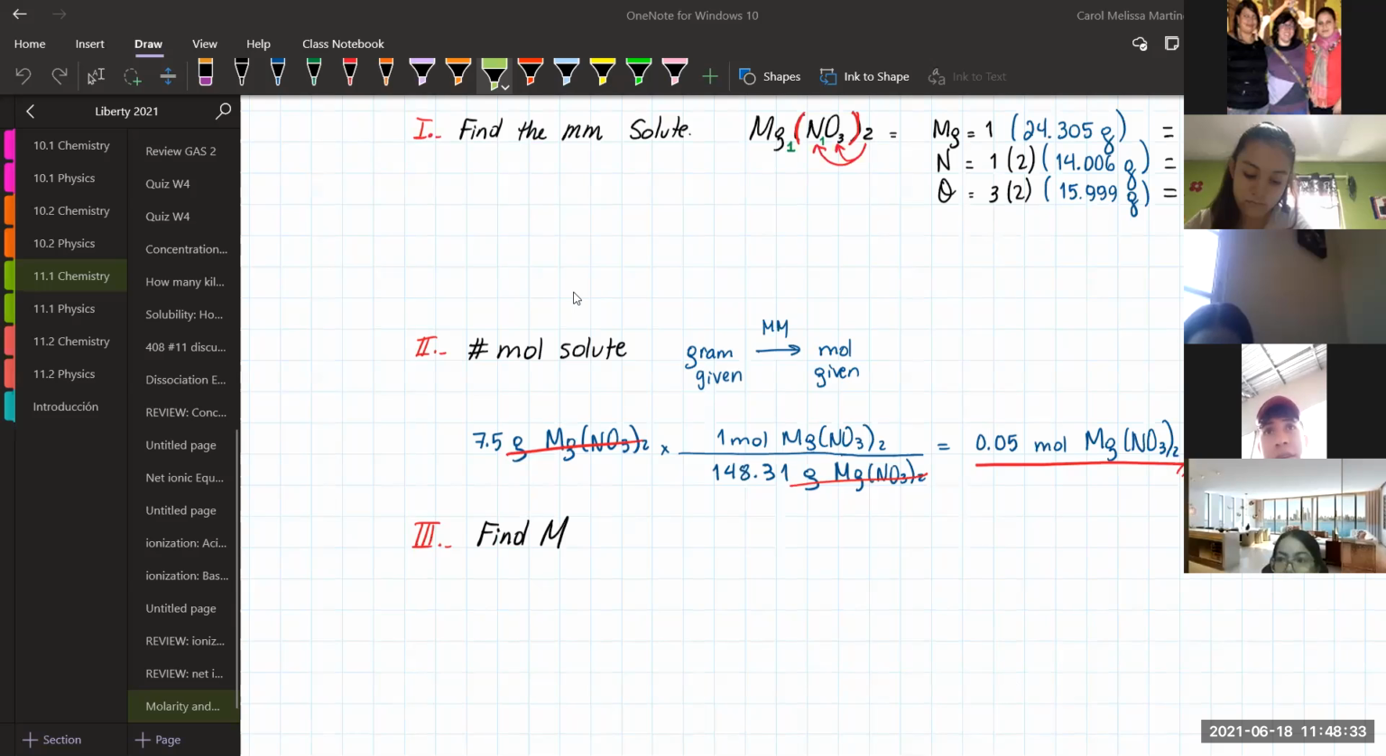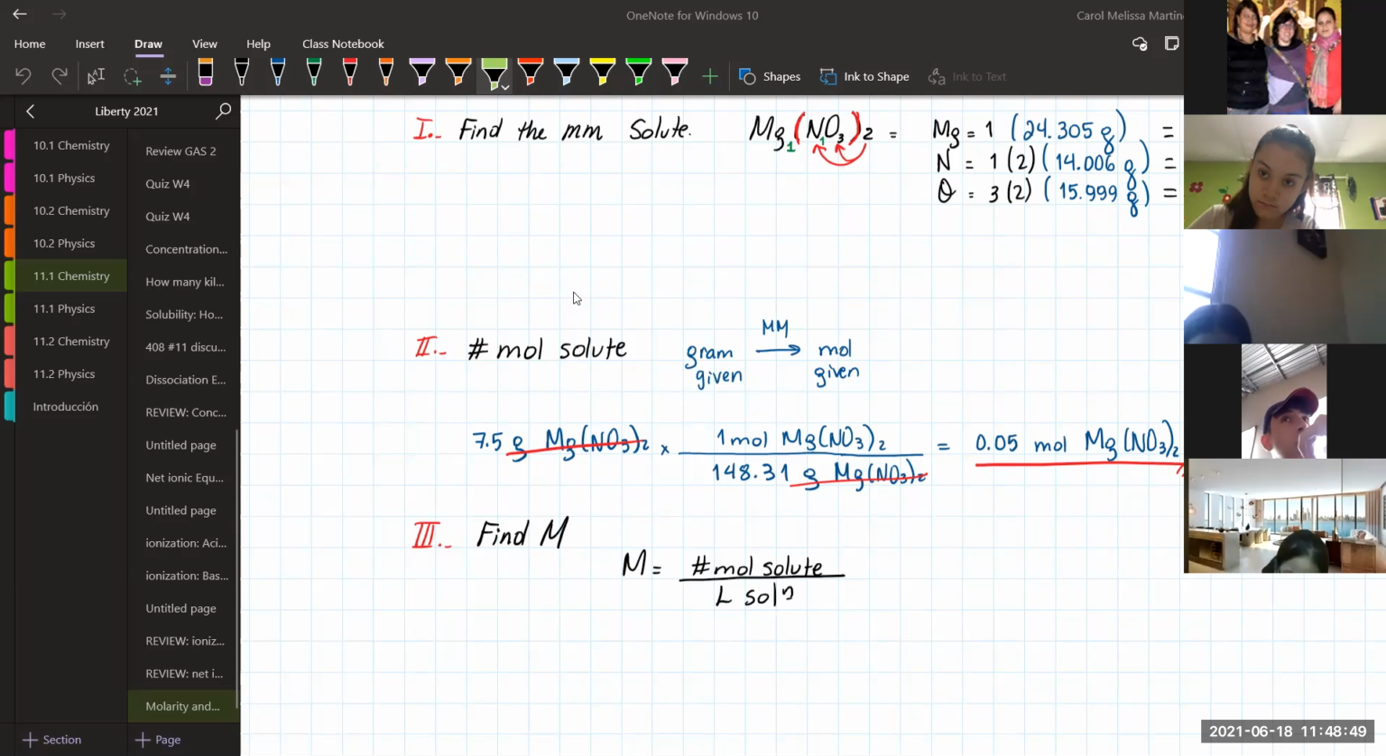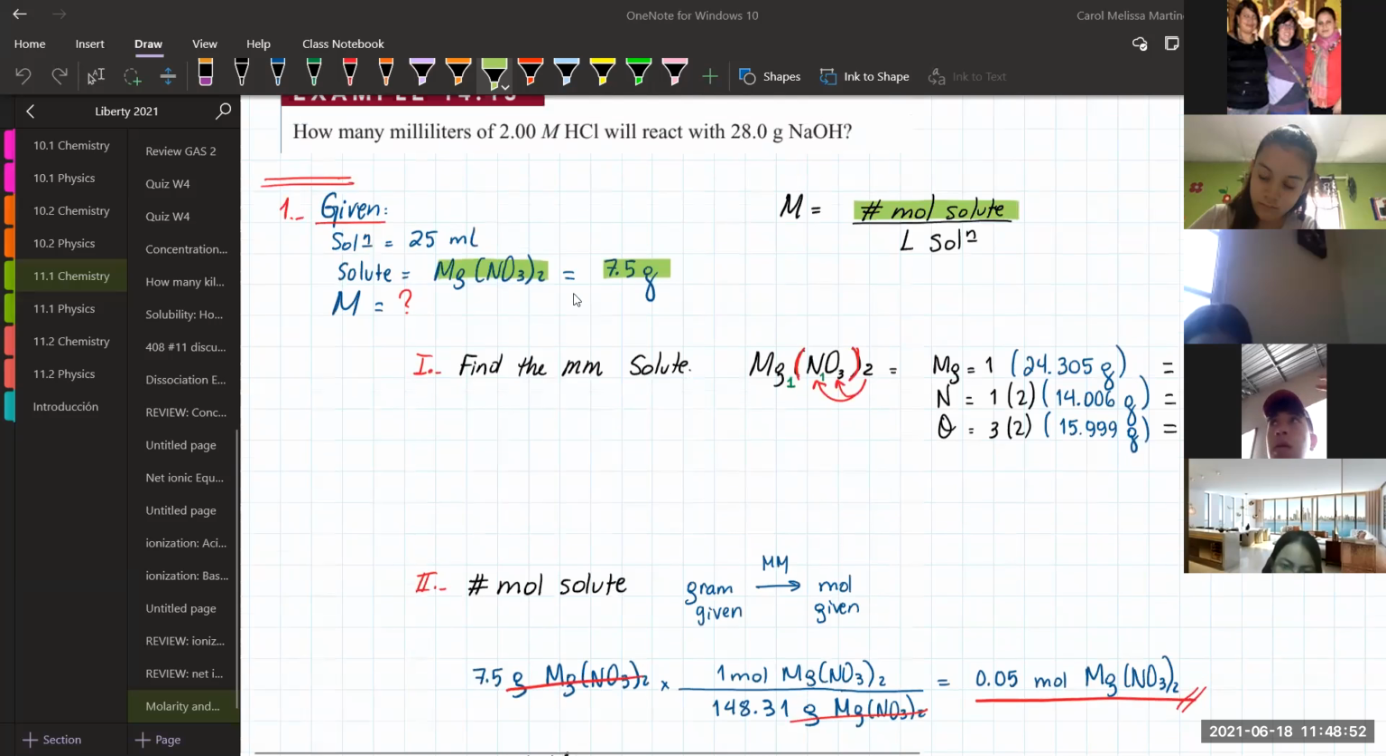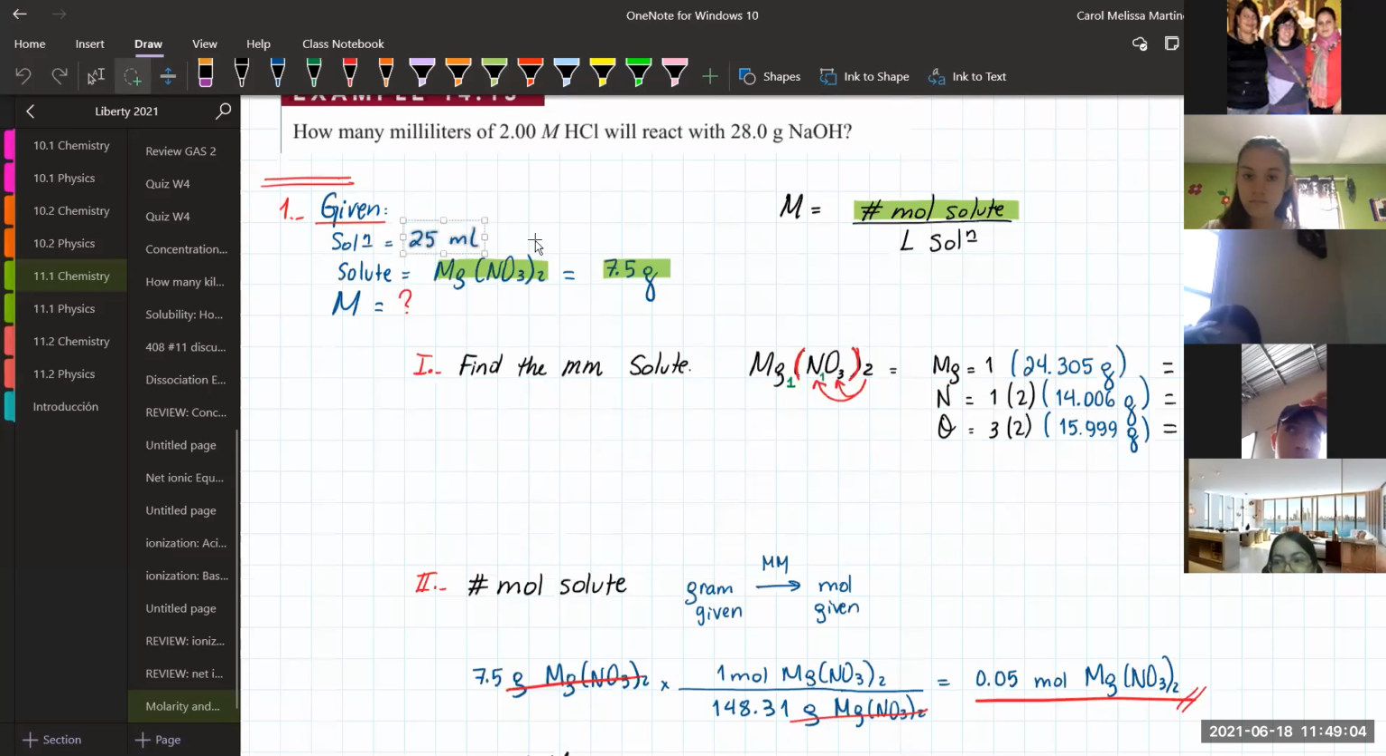We apply the formula for molarity that says molarity is equal to the number of moles of solute divided by liters of solution. Now let's see if the problem gave us the solution in liters. Take a look. The solution in this problem is in milliliters, okay? So remember that in these problems, we need to convert from milliliters to liters.